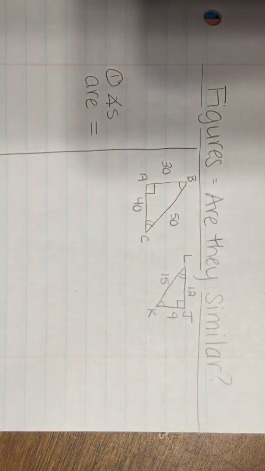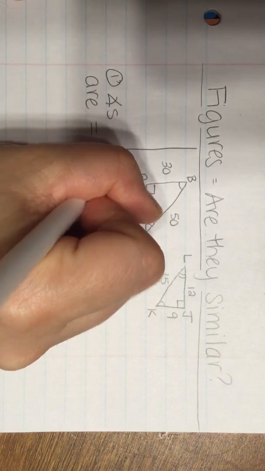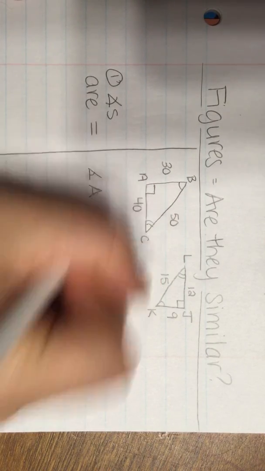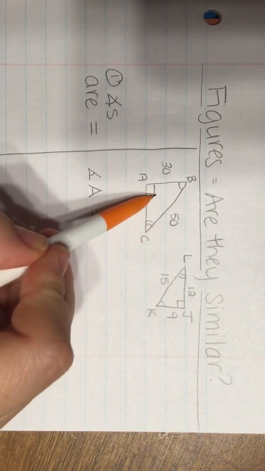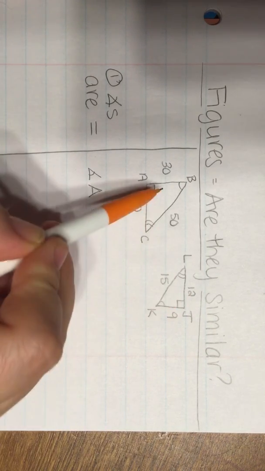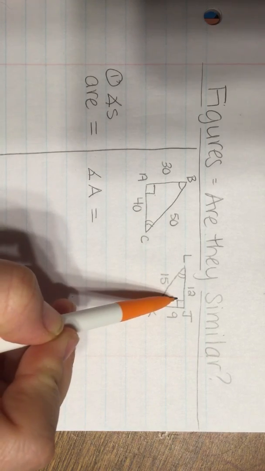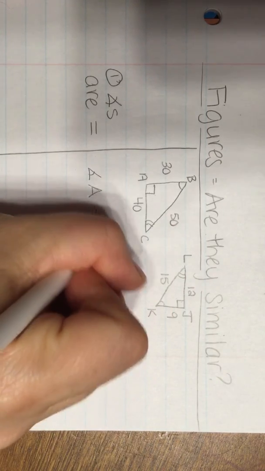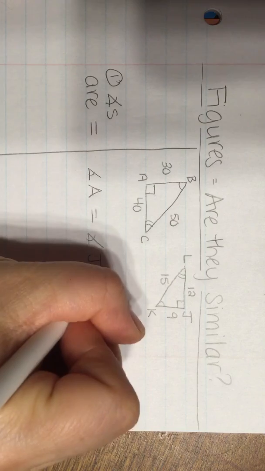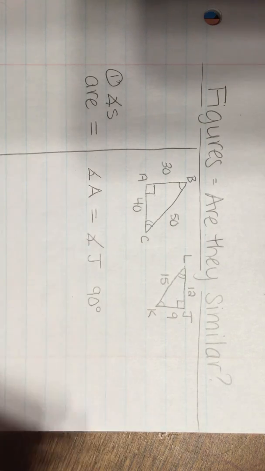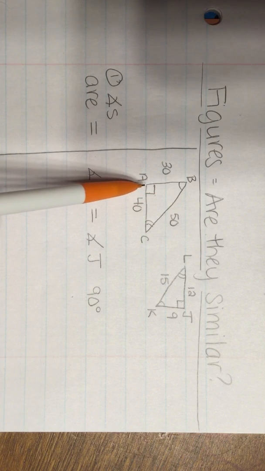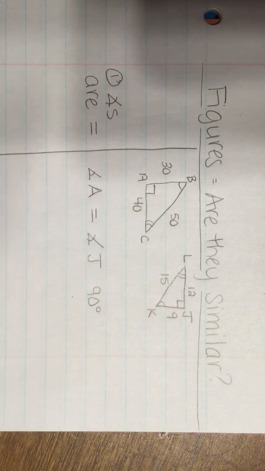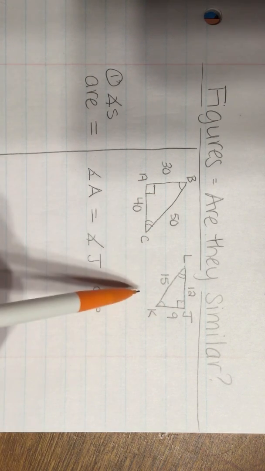Angles are equal or congruent. So angle A needs to be congruent to angle J. Okay, we're going to go with that because they're both the 90-degree angle, so it's pretty easy to see. They're both 90 degrees because they both have the little box, so we know that. Now, we need to look at the other corresponding angles.